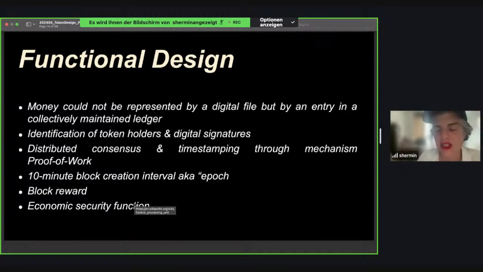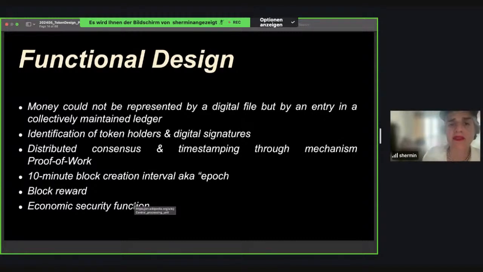Because a digital file could be spent simultaneously. In a client server system architecture, digital files can be copied. So it couldn't be represented by a digital file, but just by an entry in a ledger, by an accounting mechanism.